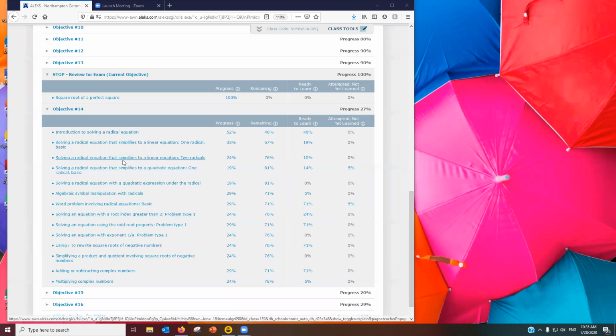And you might notice Objective 14 is working with what are called radical equations. So these are going to be equations that have square roots in them. And we're going to want to solve for x, which means get x by itself. But in order to do that, we're going to have to get rid of square roots.